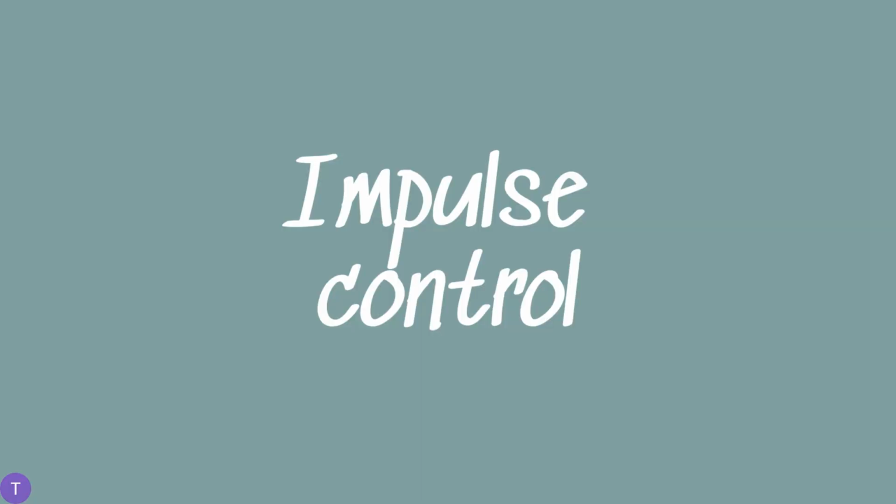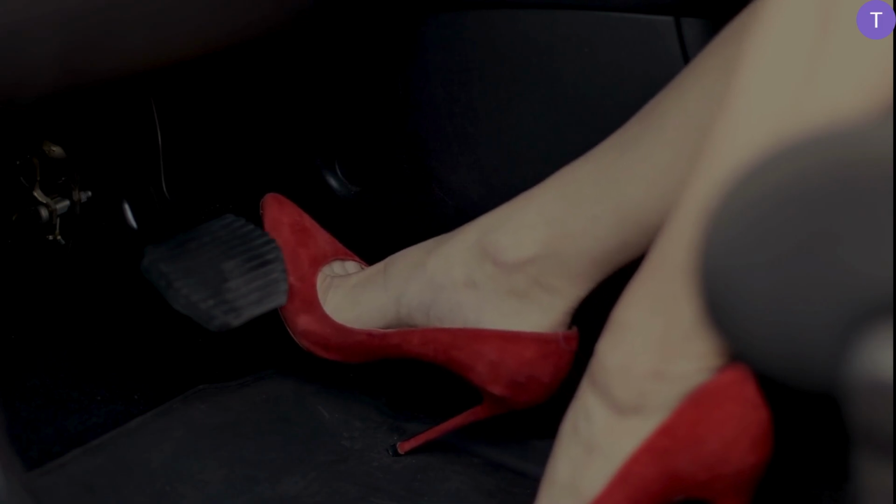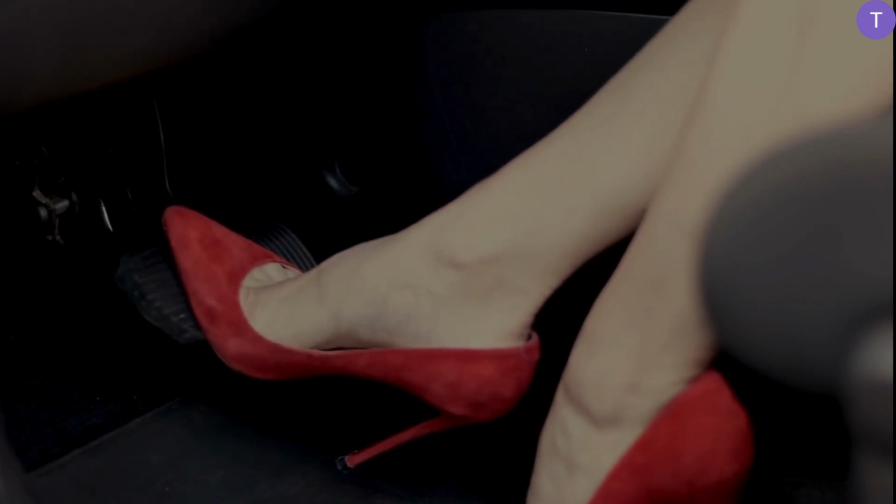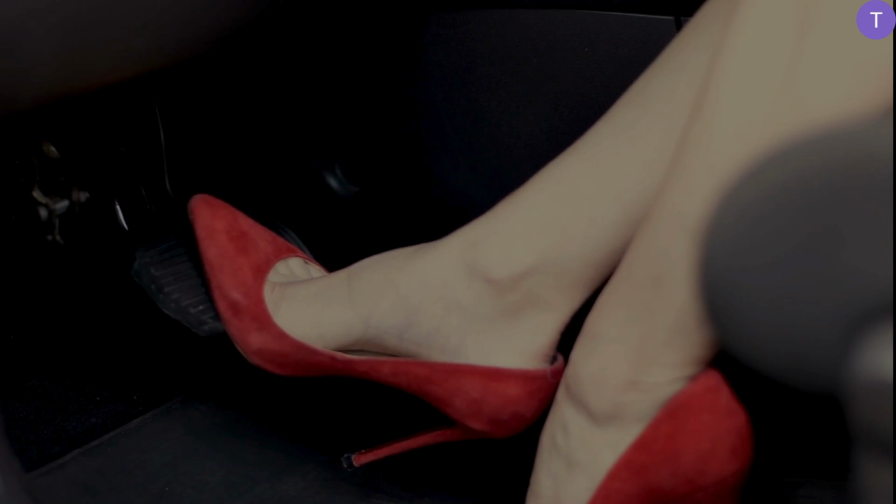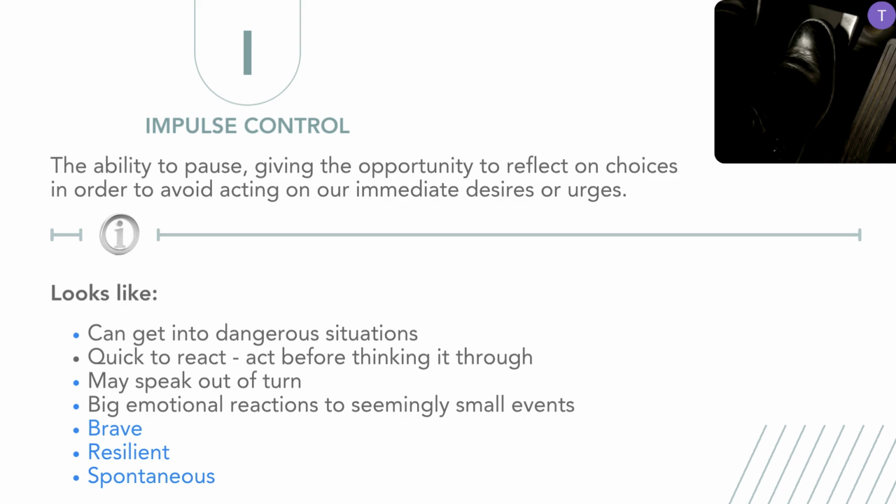Impulse control. Probably one of the biggest social challenges at school for children with ADHD, often referred to as inhibition or impulsivity as well. So, in our analogy, impulse control is like being able to apply the brakes. I'm not sure where I need to turn, so I'm going to brake so that I can give myself enough time to think about what I need to do next. It's that ability to stop and pause in a situation.